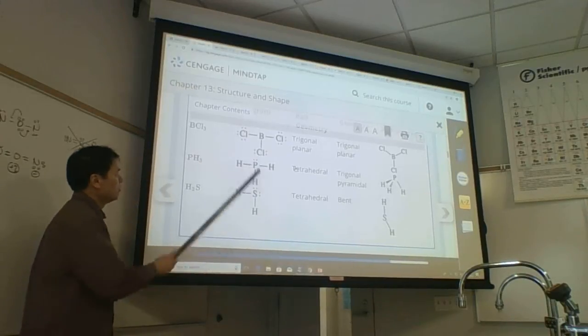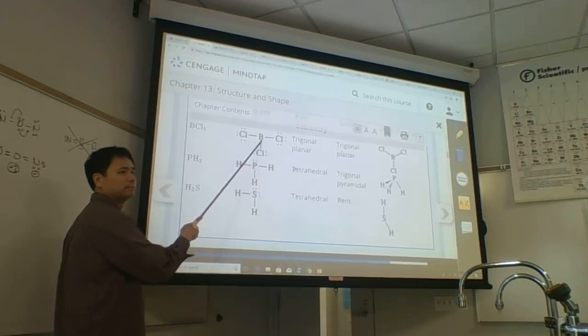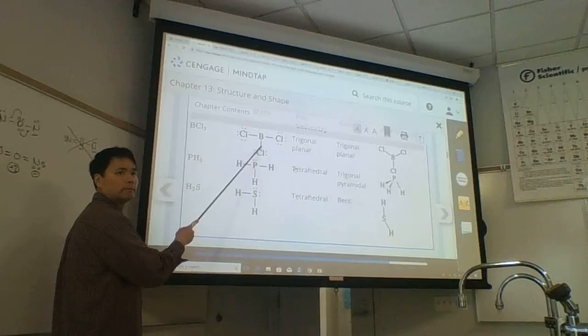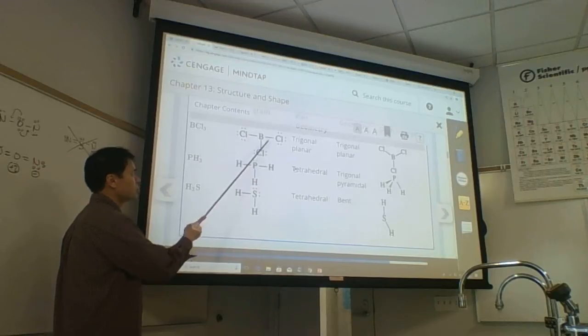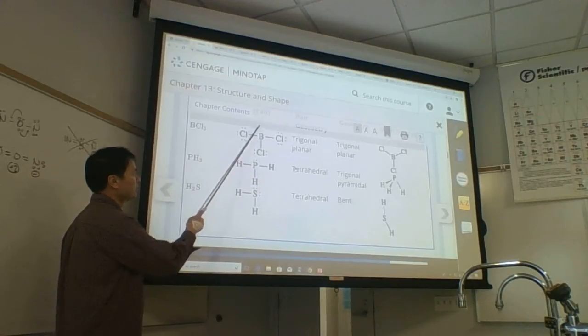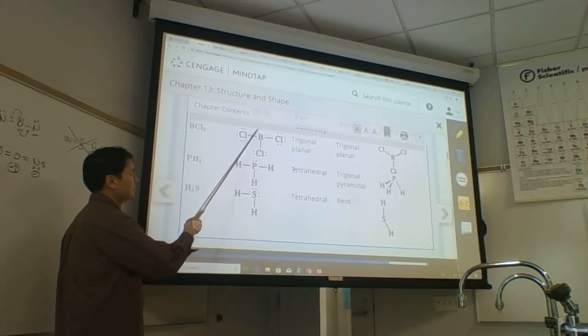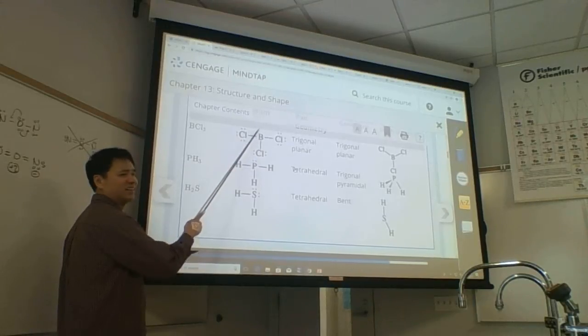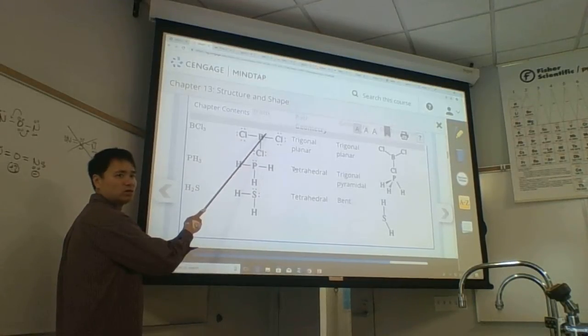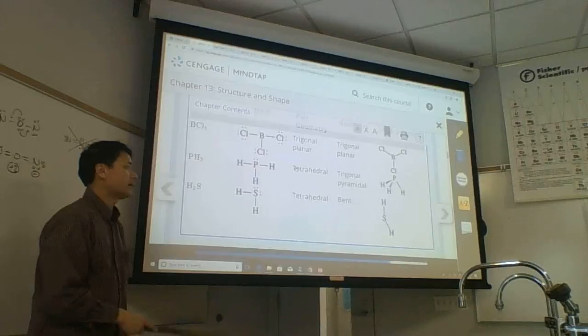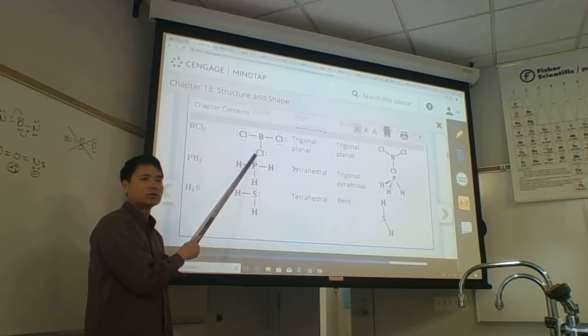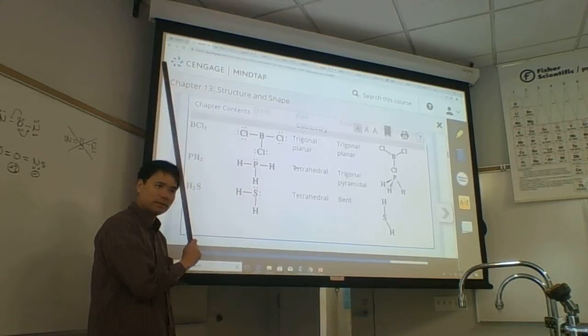But anyway, what's the bond angle here? Is that 90? No, the bond angle here is 120. What's the bond angle here? It's not 180. You know what it is? 120. How do I know? Because I can't base the bond angle on the Lewis structure. I have to redraw this mentally in my head.